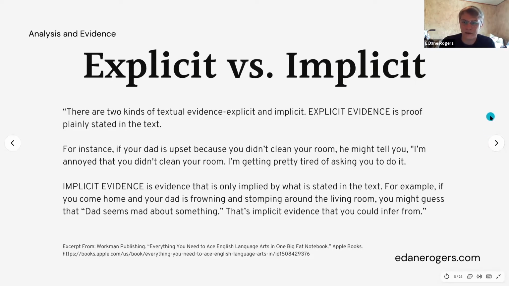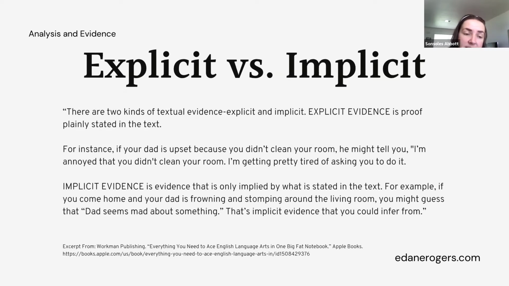All right, so when we are finding our evidences inside the text, we have two kinds of evidence. We have explicit evidence or implicit evidence. Could you read this brief description of the difference between explicit and implicit? There are two kinds of textual evidence, explicit and implicit. Explicit evidence is proof plainly stated in the text. For instance, if your dad is upset because you didn't clean your room, he might tell you, "I'm annoyed that you didn't clean your room.